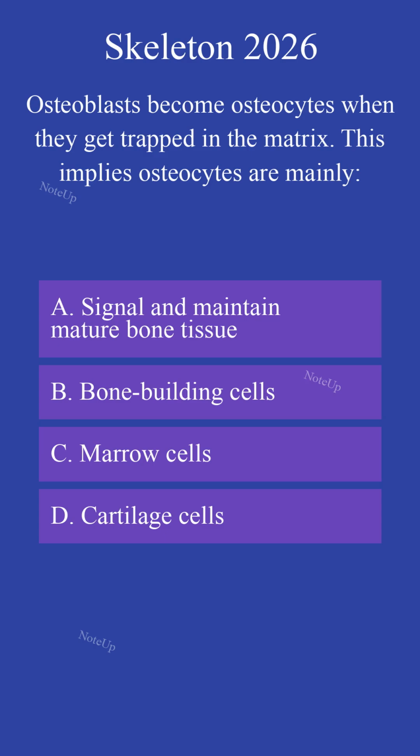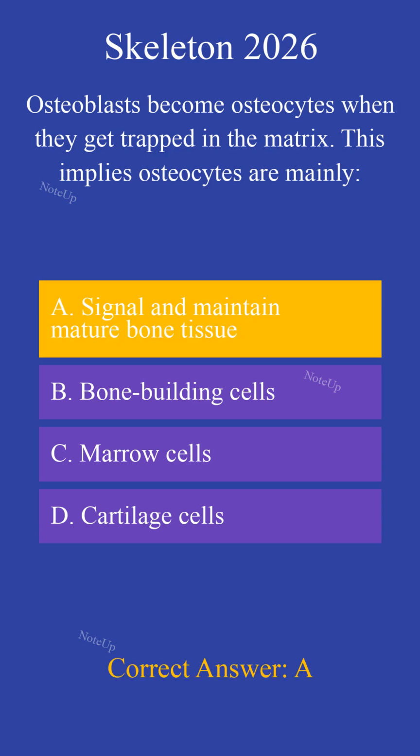Osteoblasts become osteocytes when they get trapped in the matrix. This implies osteocytes are mainly... The correct answer is A, signal and maintain mature bone tissue.